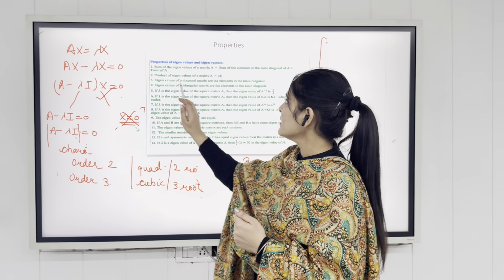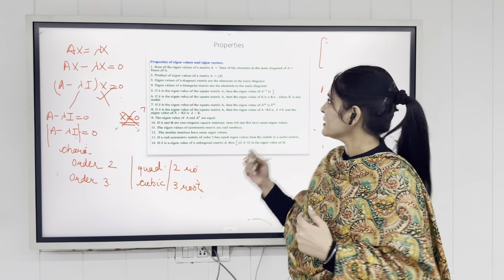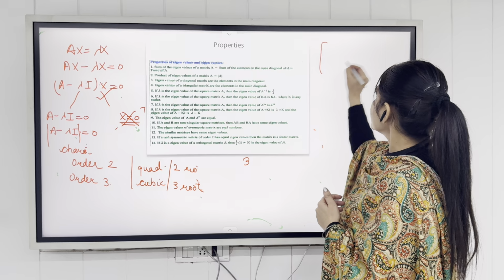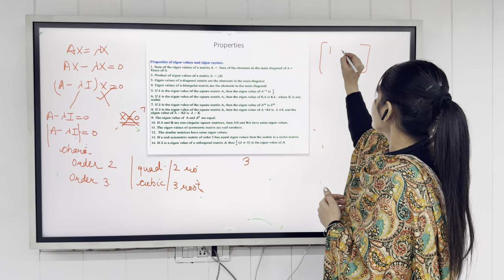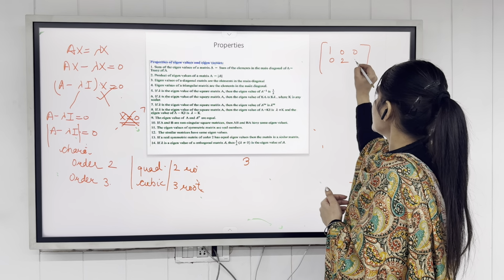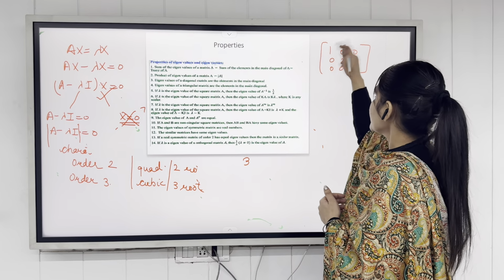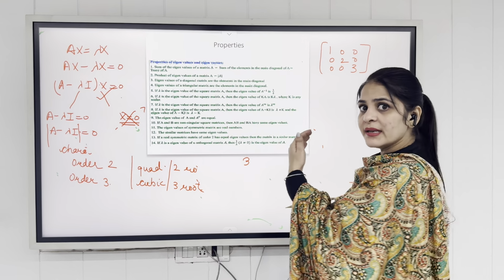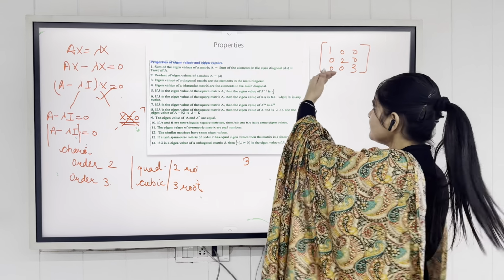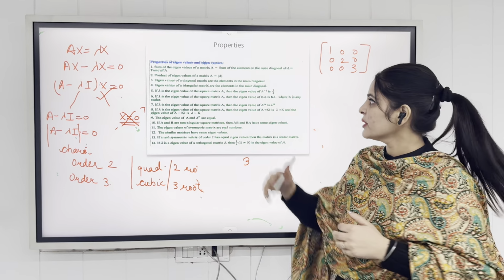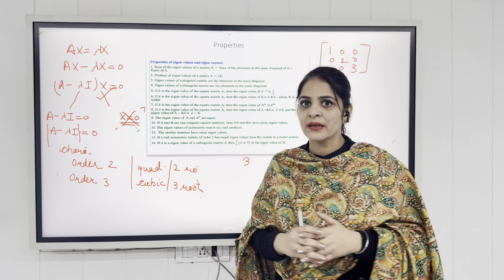The next one is the eigenvalue of a diagonal matrix. A diagonal matrix means a matrix whose non-diagonal elements are 0. Let's say we have a matrix 1, 0, 0, 0, 2, 0 and 0, 0, 3. This is a diagonal matrix. So its diagonal elements are 1, 2, 3. It means the eigenvalues of this matrix will be 1, 2, 3. The same rule will be followed for the triangular matrix.